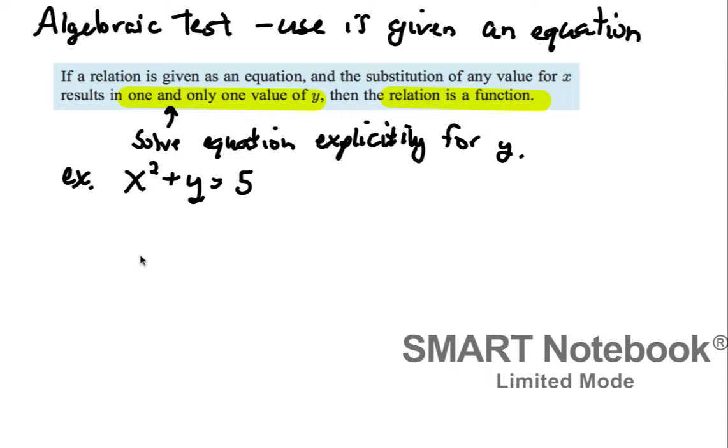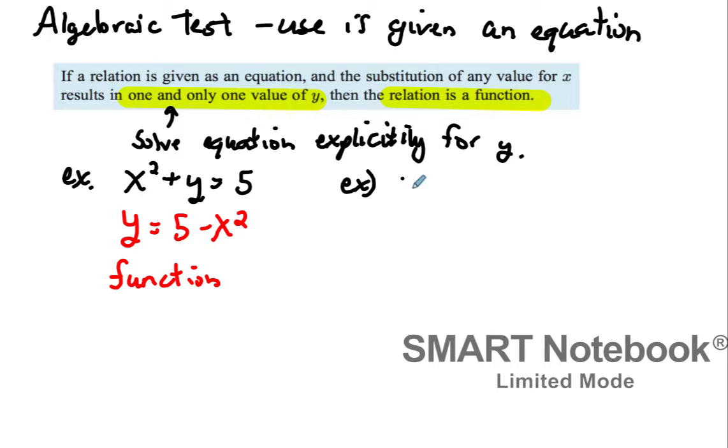So let me go through an example. We have x squared plus y equals 5. So get the y by itself by subtracting x squared from each side. I have y equals 5 minus x squared. That's a single thing that y is equal to. So this is an example of a function.